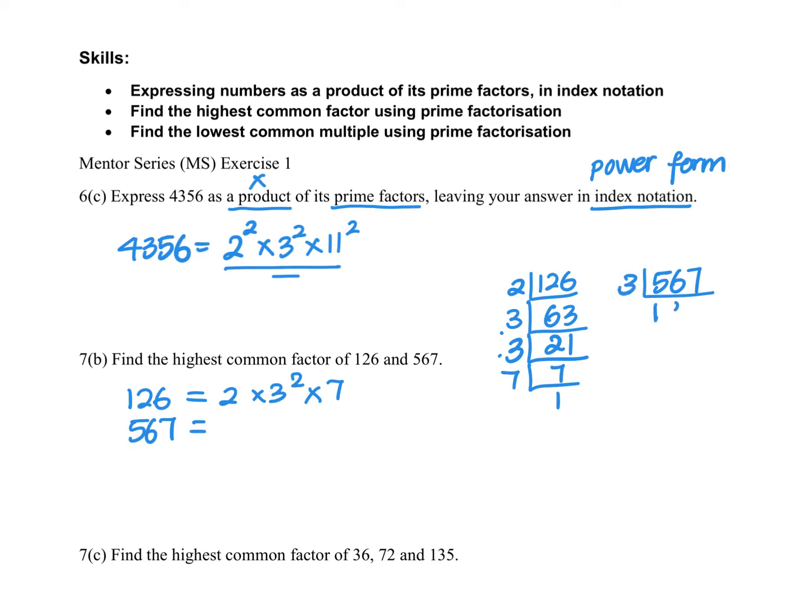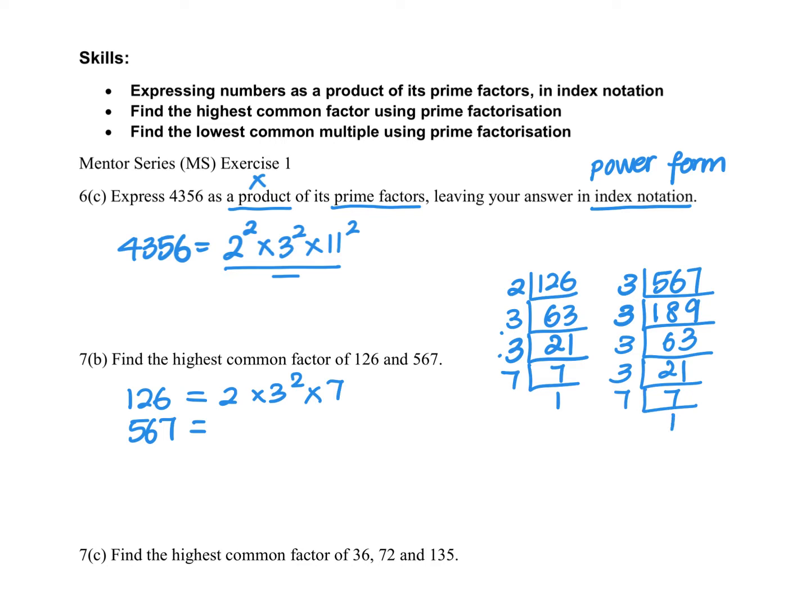So then I'll get 189. Not sure whether it's still divisible by 3. Check again, continue. Oh yes, it's divisible by 3 and I get 63. Then we divide by 3 again. I get 21. Divide by 3 again, I get 7. Divide by 7, I get 1.